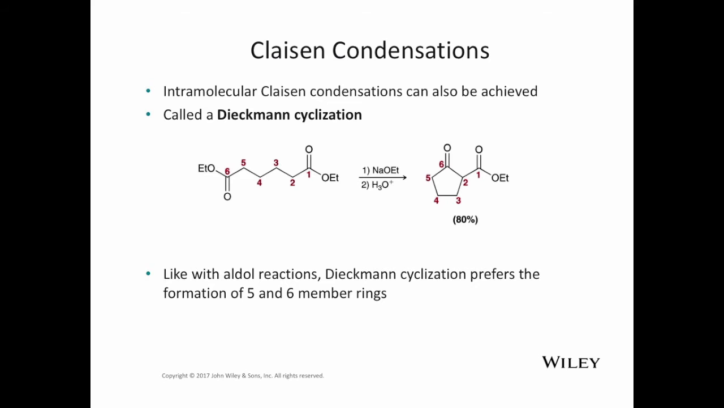Just like with the aldol, where we could do an intramolecular version, we can also do an intramolecular Claisen, and it has a special name called the Dieckmann. So like with the aldol, we want to favor 4 and 6-membered rings.